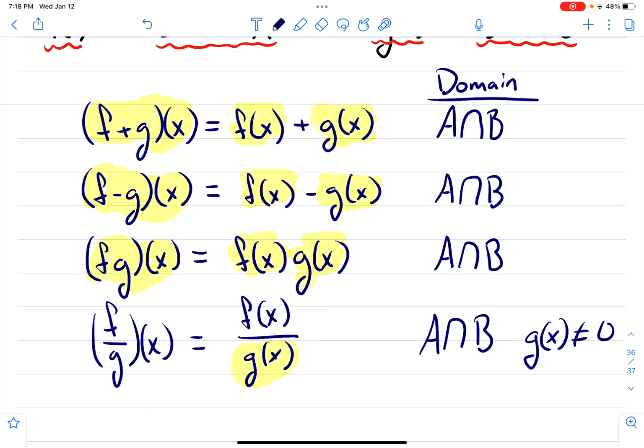The good news about this is when we're doing these problems, if you take the time to figure out what the domain for f is and what the domain for g is, then this is like a formula for how to find the domain of the combination. So that's really, really simple, okay? Let me give you an example.